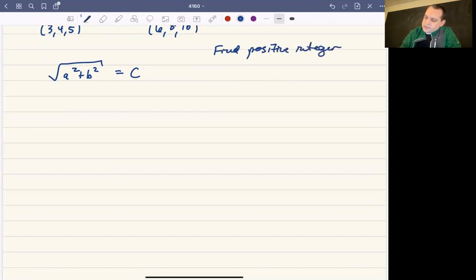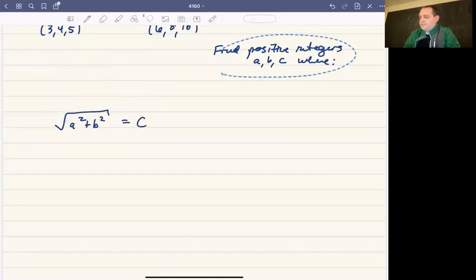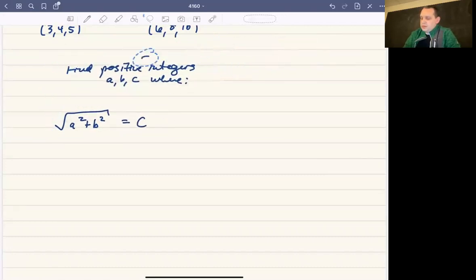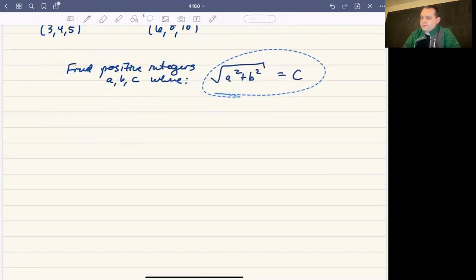So we want to find positive integers a, b, and c, where the square root of a squared plus b squared is c. Okay, so just to write this so that we can see this a little bit nicer. Okay, so that's our goal.